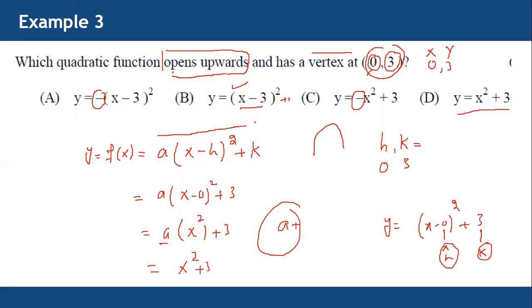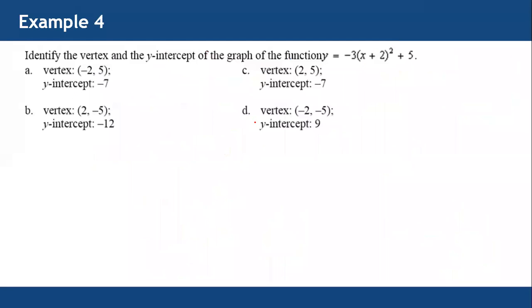Okay, so next, this one is also from your previous class. A quadratic function is given in standard form: y is equal to minus 3 into (x plus 2) whole square plus 5. Find the vertex and the x and y intercept. So what is the vertex point? Minus 2, 5.